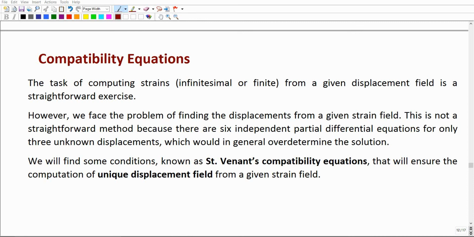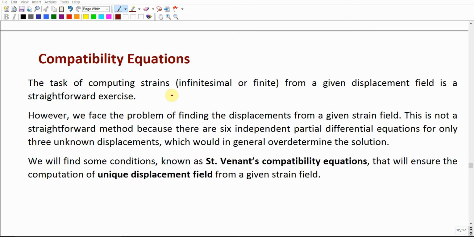But this system is over-defined. It means that the number of equations is higher than the number of unknowns. The unknowns are just 3 displacements. We are seeking 3 displacements for given strains. So we have 6 equations of the strain in terms of the displacement, which means the system of equations is over-defined. We already have lots of equations, 6 equations, and we're just seeking 3 unknowns, right?